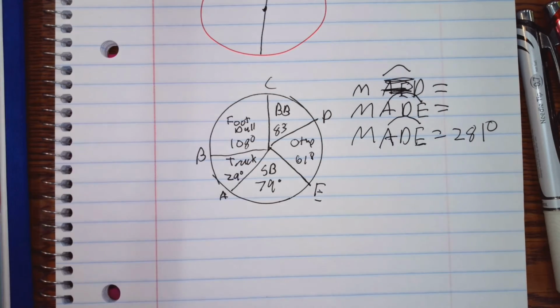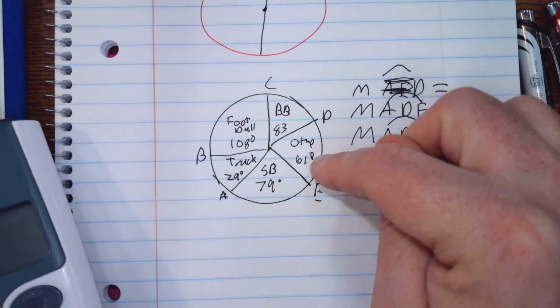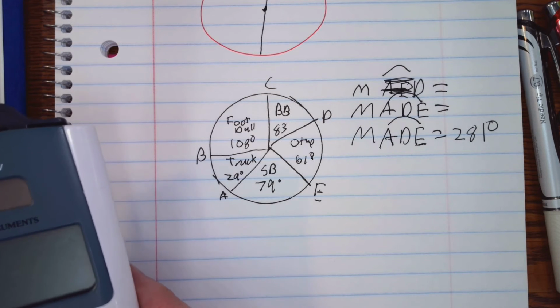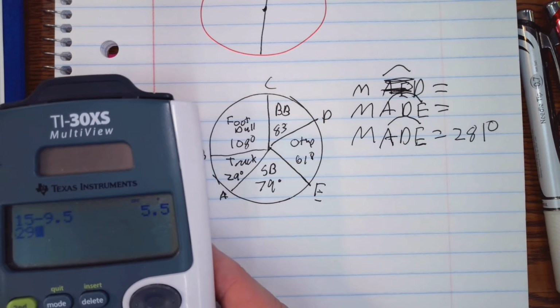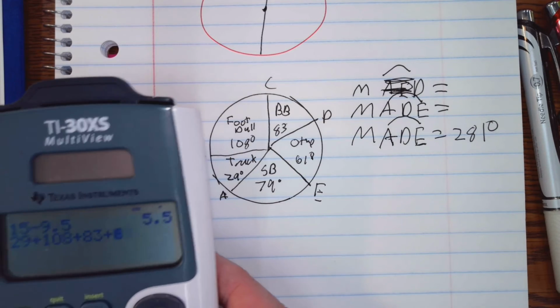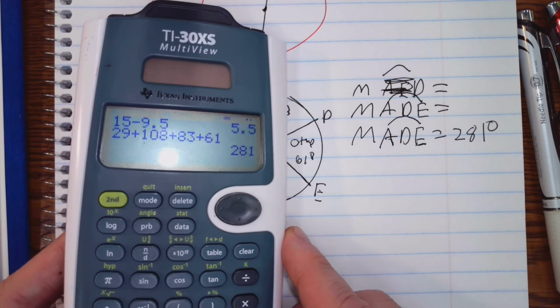Okay. And there's actually 2 ways to do it. Since it's all of these, I could just subtract it. But let's just do it the right way. 29 plus 108 plus 83 plus 61. 281. Okay.